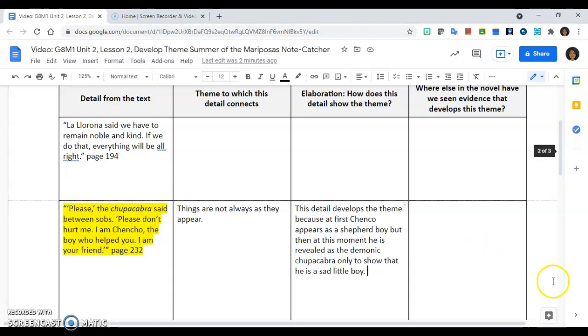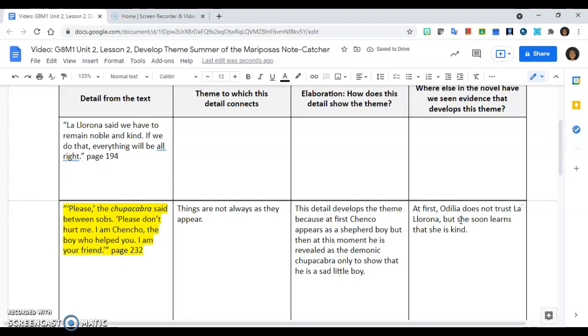Okay, so one place where we learned that things are not always as they appear is obvious, and it is right at the beginning of the novel. At first, Odelia does not trust La Llorona. She does not even trust herself, right? She doesn't really understand what's going on. But she soon learns that she is kind and she is trying to help them.